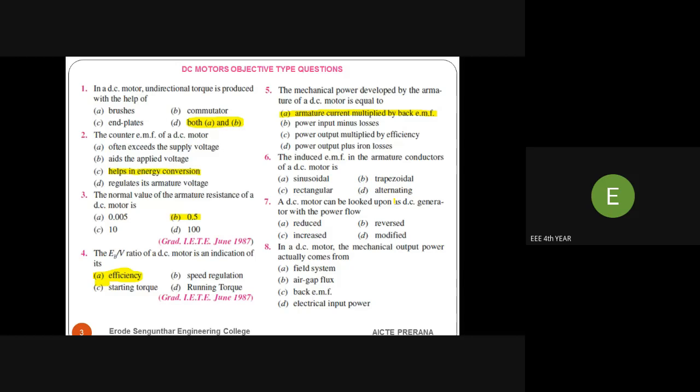Definitely it is sinusoidal. In a DC motor, the current flowing through the armature winding is an alternating current. The commutator and the brushes are used to convert between unidirectional EMF and alternating EMF in the armature winding. The exact correct answer is sinusoidal EMF. So for question number 6, option A is the correct answer.